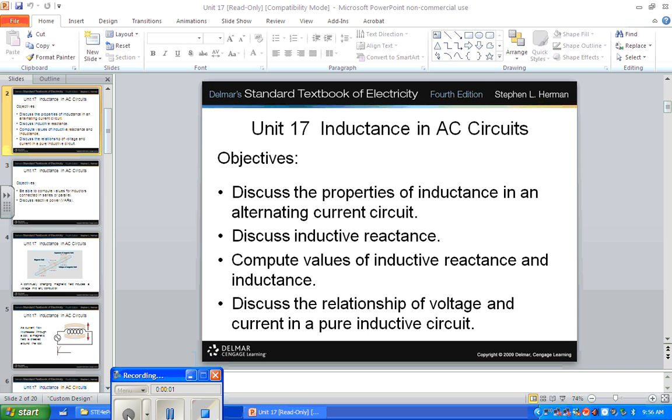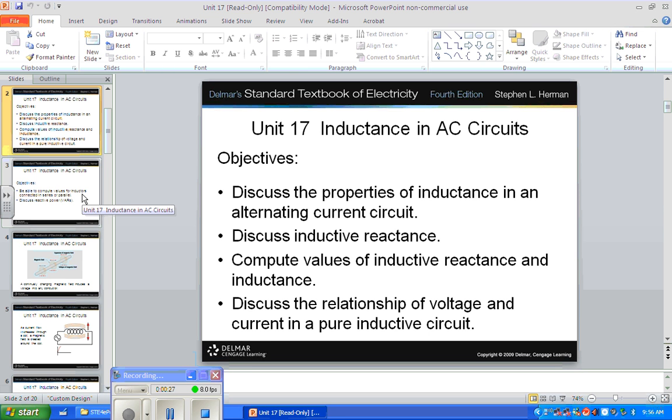All right, inductance in AC circuits. We're going to discuss the properties of inductance in AC circuits and inductive reactance. We're going to compute inductive reactance and inductance. We're going to discuss the relationship of voltage and current in a purely inductive circuit. Once again, there's no such thing as a purely inductive circuit. Inductance happens in a coil.